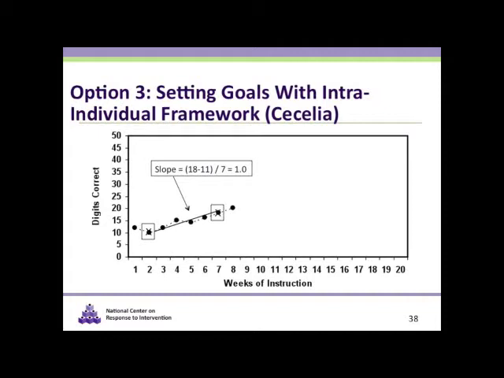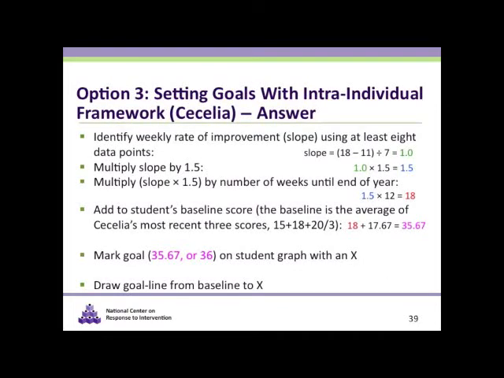Since we have not yet discussed how to calculate the slope, it has been provided for you. Note, in this example, baseline performance is calculated by adding the baseline scores, the most recent 3 data points, and dividing by the number of scores. This is how the Intra-Individual framework would be used to calculate Cecelia's end-of-year goal. First, the slope from the first 8 data points is calculated. Cecelia's slope is 1.0. The slope is multiplied by 1.5, which is 1.0 times 1.5 equals 1.5.